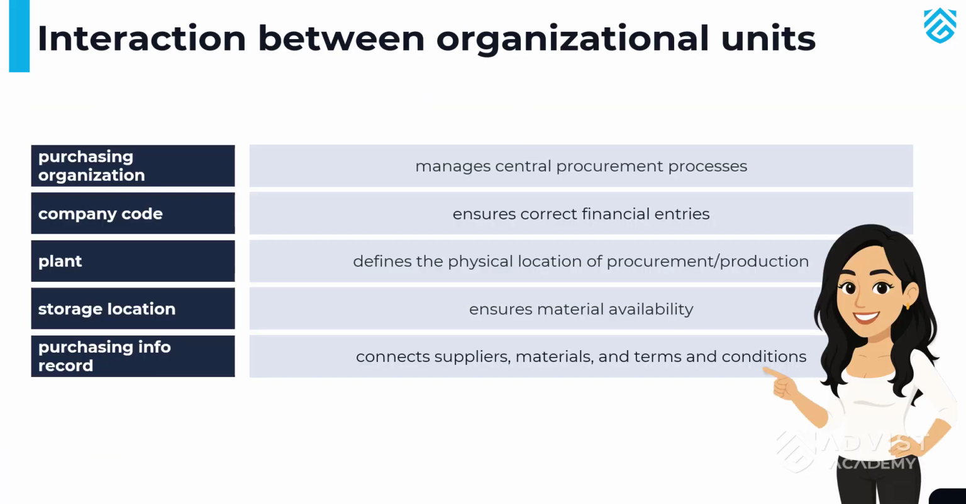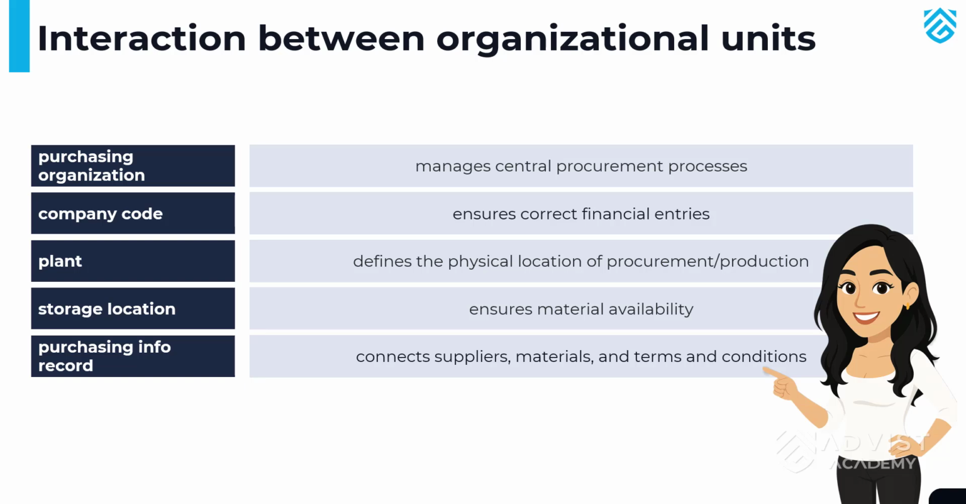All organizational units in purchasing are closely linked and influence each other. The purchasing organization controls central procurement processes and defines the framework conditions, while the company code ensures that all financial transactions are correctly assigned and posted.